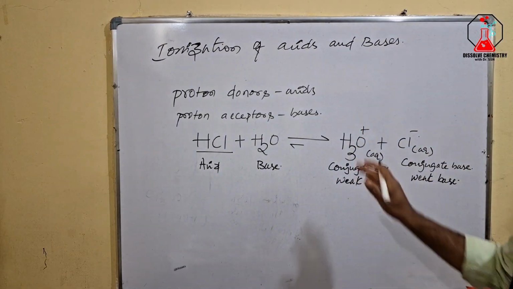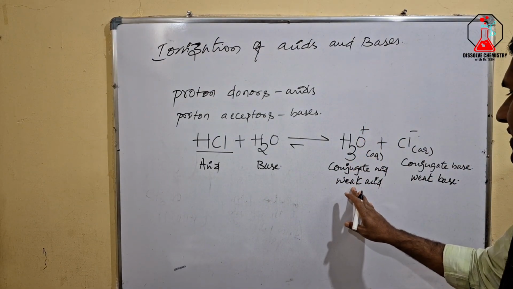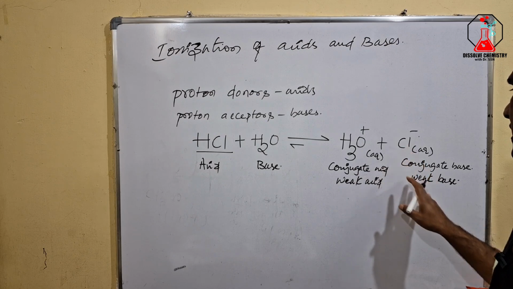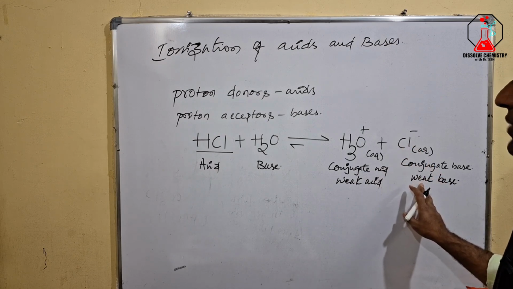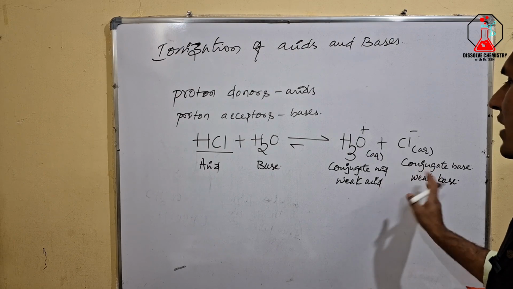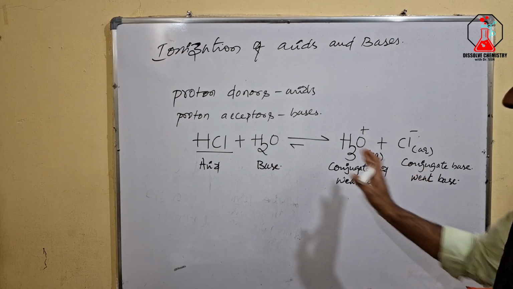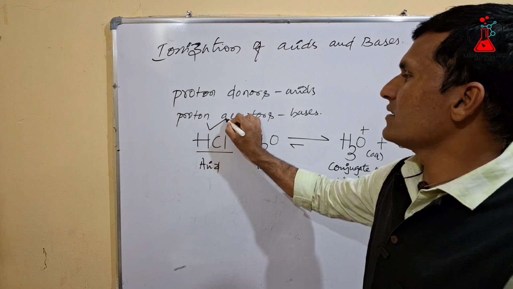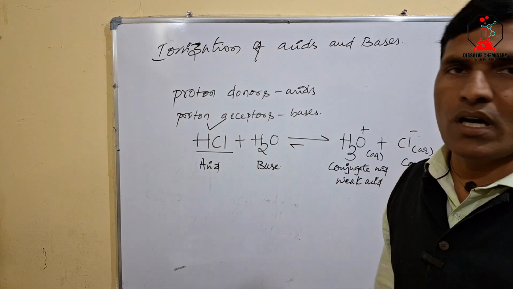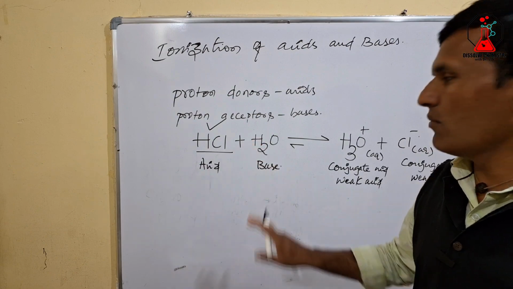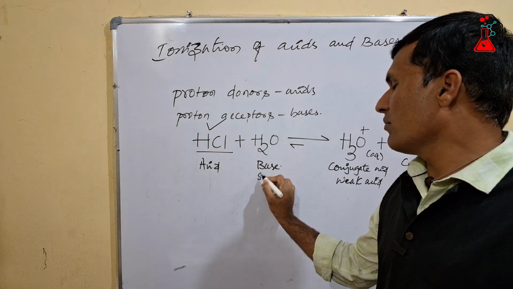The hydronium ion is acting as a weak acid, and here the chloride ion is acting as a weak base. As these two are acting as a weak acid and a weak base, your HCl will be a strong acid, or a greater proton donor, to the water molecule. Water will be the strong base.